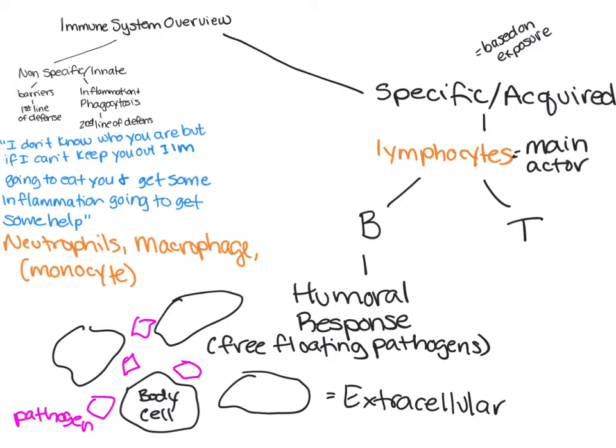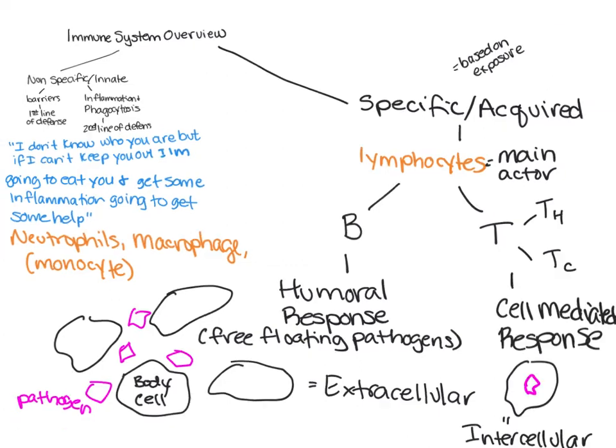The B cells, when they get involved, they're going to be attacking pathogens that are free-floating, so pathogens that are extracellular. So body cells, and you see the pathogens, they're floating around outside of them, but they have not gone inside. This is going to be something we term the humoral response. So B lymphocytes involve the humoral response, extracellular pathogens.